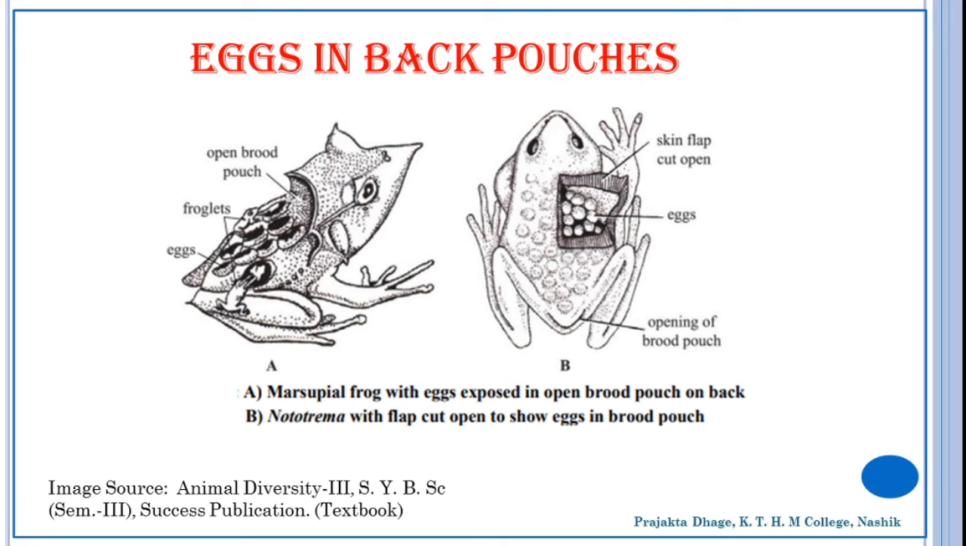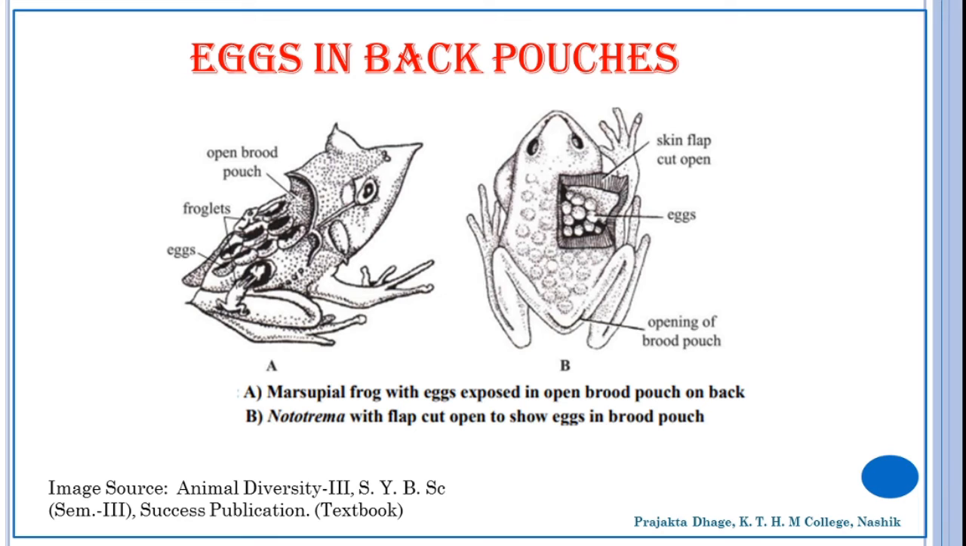Cryptobatrachus evansi. The posterior part of the back of the female forms a sort of brood pouch in which the eggs remain exposed. Another example that you are seeing here is Notodelphys. The eggs are covered by skin forming a single large brood pouch which opens posteriorly in front of the cloacal aperture. Now another example is the Surinam toad, Pipa.